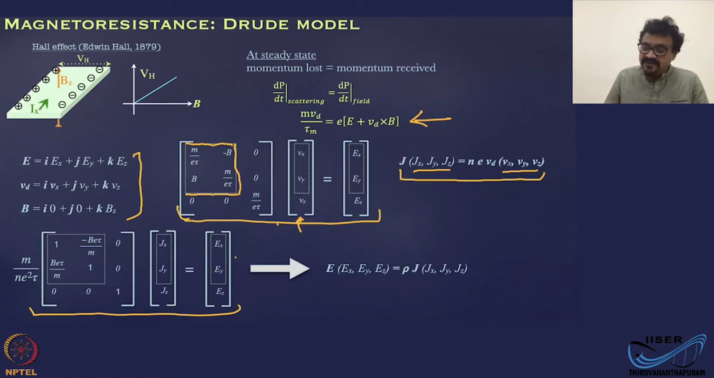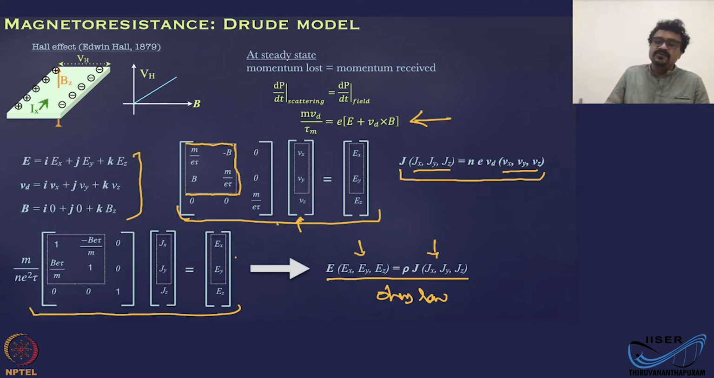And this is basically equal to the formalism E is equal to rho into J, that is the Ohm's law. Where this rho is nothing but the resistivity, J is the current density, and E is the electric field. Because you are familiar with the Ohm's law in terms of the conductivity, but this is just resistivity.